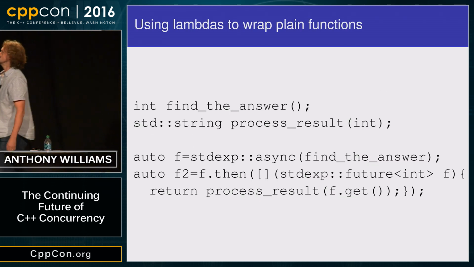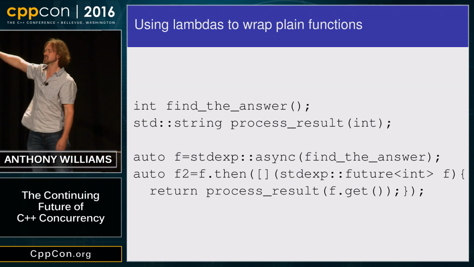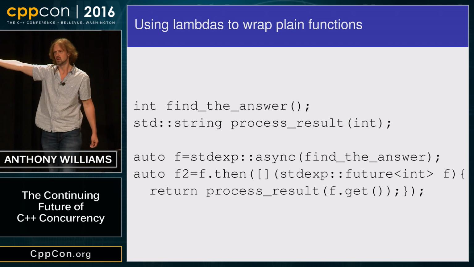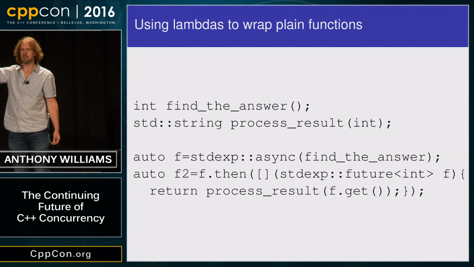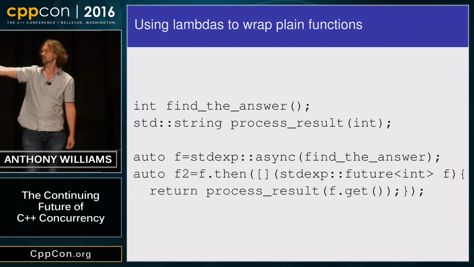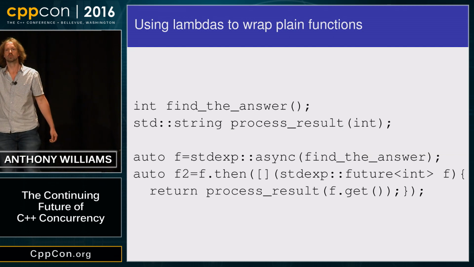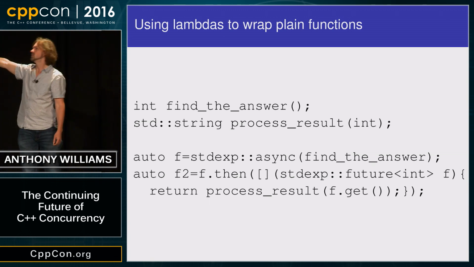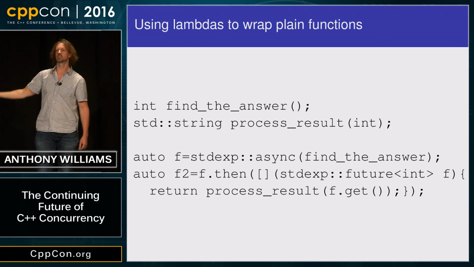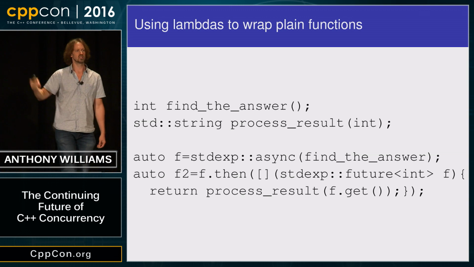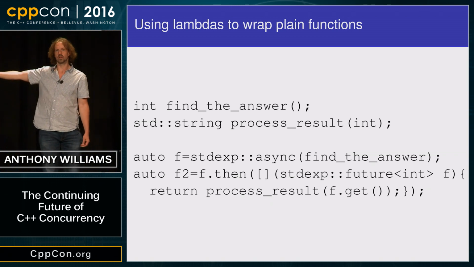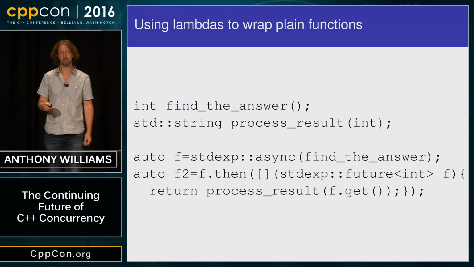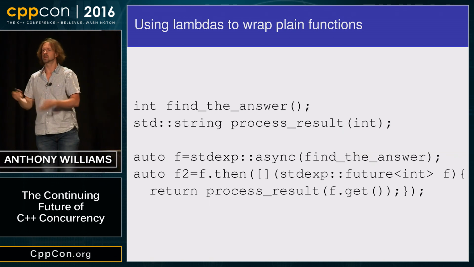If you've got some function that doesn't take a future, so your process result wants a raw int, well, you can just wrap it in a lambda. So your lambda takes a future. If you use the new generic lambda, you could say square brackets auto f, to take the future, and then obviously you can process the result, unpack, call f.get. It's a little bit of overhead, but it's not too tricky.